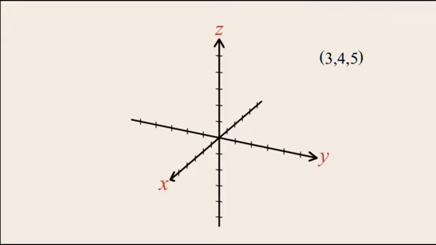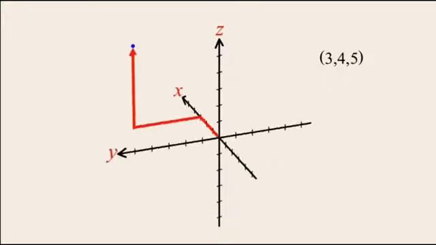To locate a point in this three-dimensional space, starting from the origin, we move along the x-axis a distance and direction specified by the x-coordinate. Then from that point, we move parallel to the y-axis a distance and direction specified by the y-coordinate. And finally, we move parallel to the z-axis a distance and direction specified by the z-coordinate.